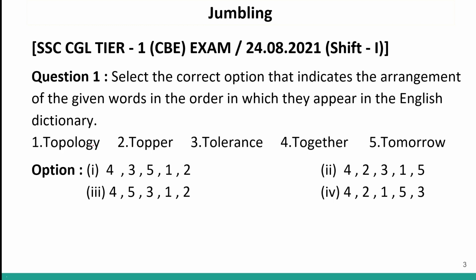So, this is alphabetical order of Jumbling. We are given 5 words: topology, topper, tolerance, together, tomorrow, and we have to arrange them in the English dictionary order. So English dictionary order means increasing order, or it can also mean alphabetical order.